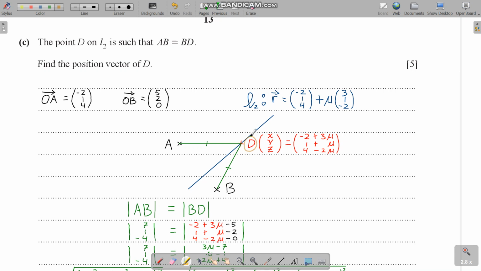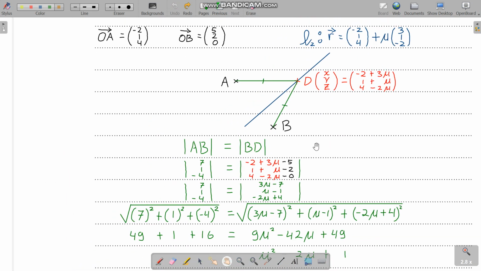So D, we don't know the coordinates, we can say x, y, z. Since D is on the line L2, we can replace x with -2 plus 3 mu from here, y with 1 plus mu and z with 4 minus 2 mu. Now the vector AB is the coordinates of B minus the coordinates of A. So 5 minus -2, that's 7, 2 minus 1, that's 1, 0 minus 4, that's -4. So this is the vector AB.